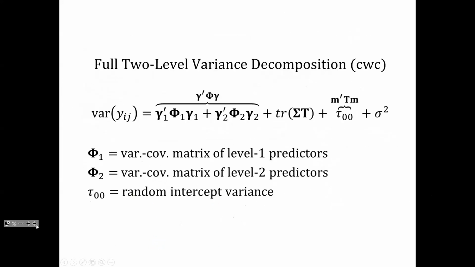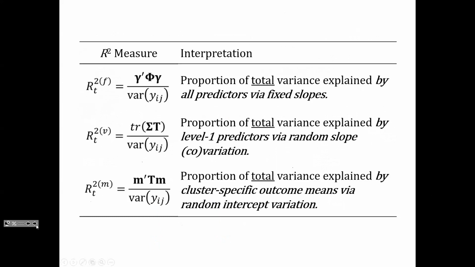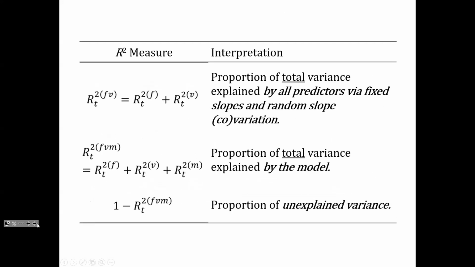So I have a whole slew of slides that basically say, what are these measures, right? Which we just talked about. We could look at the total variance explained by all the predictors via the fixed slopes, and we could look at that at level 1. This is the total variance explained by the random slopes, right? Total variance explained by the cluster-specific outcomes, and so on and so forth. I'm not going to go through all these. I think you get the idea of the components. These may confuse you more than they help, but the important thing is that you really understand the 5 components that we're putting together.